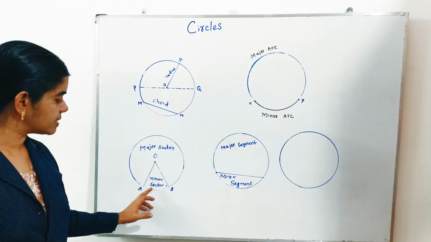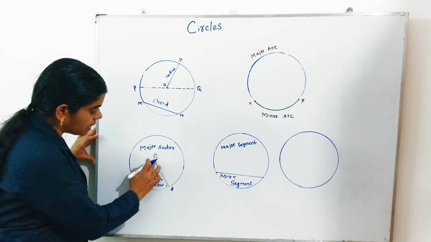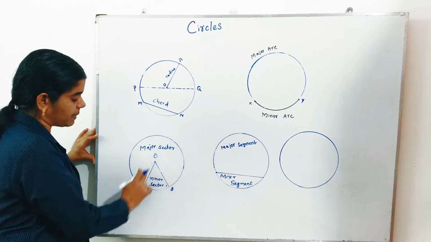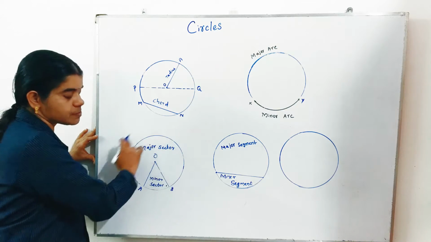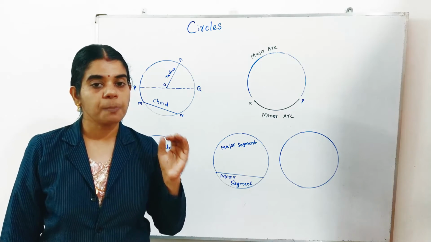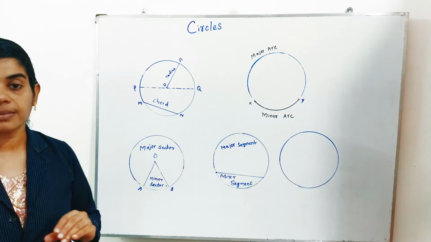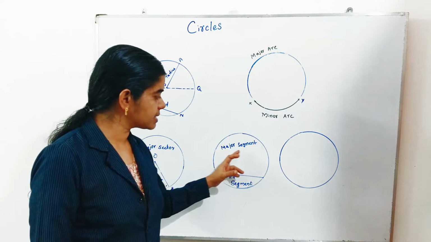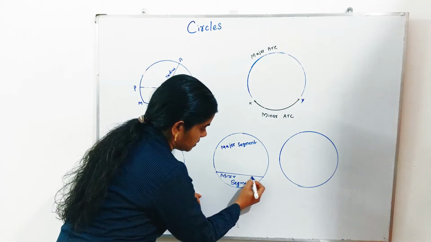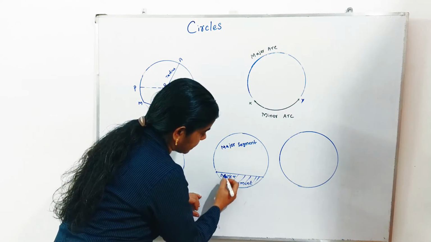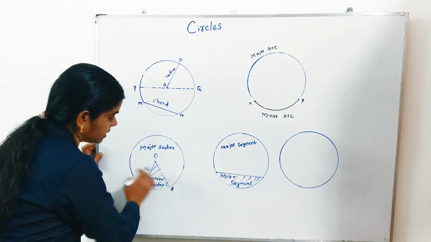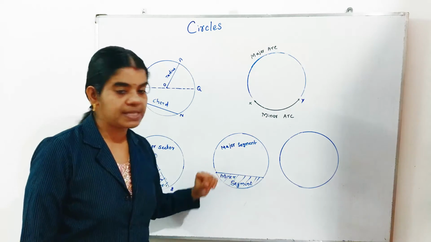Here the smaller one, OAB, will be the minor sector, and the bigger one is the remaining part. If you are taking AB again, the bigger one is known as the major sector of the circle. Sector means the space between two radii and an arc of a circle. Next I am discussing the segment of a circle. This part is the segment, if you are shading. And here this part is the sector. This will be the minor sector, and the remaining bigger one will be the major sector.